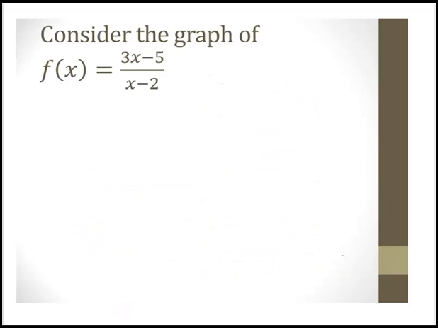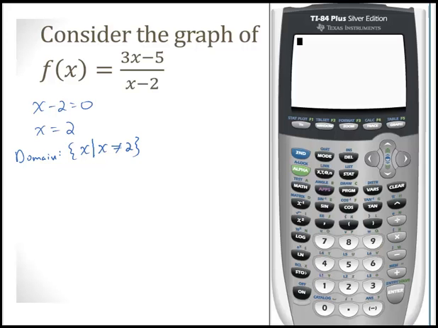All right, so now we're going to use a calculator to help us look at the graph of f of x equals 3x minus 5 over x minus 2. Now, something we already know is that if I set x minus 2 equal to 0, that implies that x equals 2. So then my domain is x such that x cannot equal 2. All right, so let's bring up the calculator now. Let's look at the graph of this function, and let's see what happens at x equals 2.